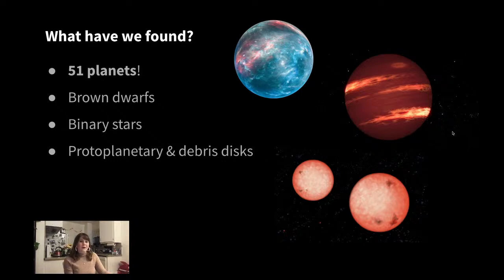Back to what we found, 51 planets, and then some other things that aren't exactly planets. So we found brown dwarfs, which I'll talk about in a second.